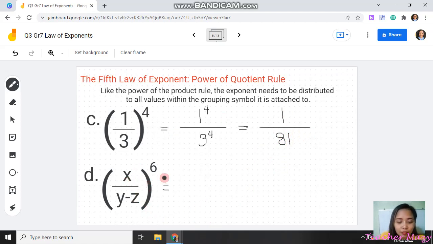Next is this one. So let's distribute it. So x raised to 6, and since we have a subtraction operation here, we cannot distribute it to all variables. So ang gawin na lang natin is put them inside the parentheses. So y minus z raised to 6. Okay, so that's it for the fifth law of exponent.